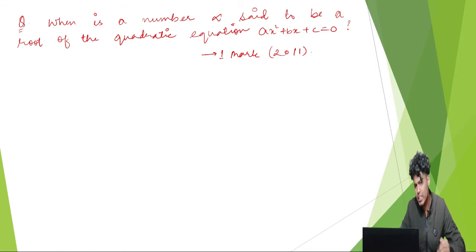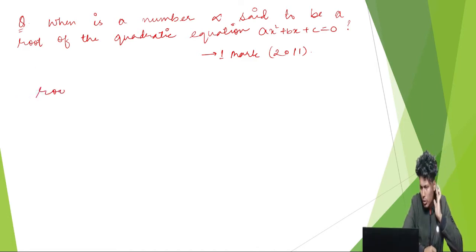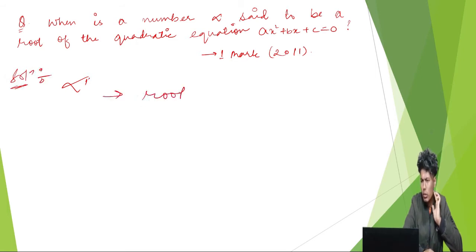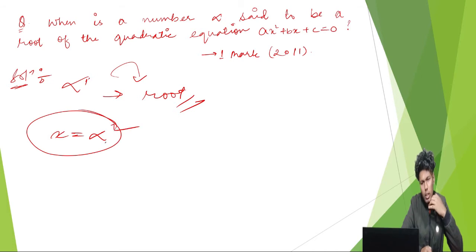When is a number alpha said to be a root of the quadratic equation ax square plus bx plus c equal to 0? Now we have a root. We have a number, any number, that is alpha. The question is asking when this alpha will become a root. Then the answer will be when x is equal to alpha. When x becomes equal to alpha, then this is the root, because root means the value of x.